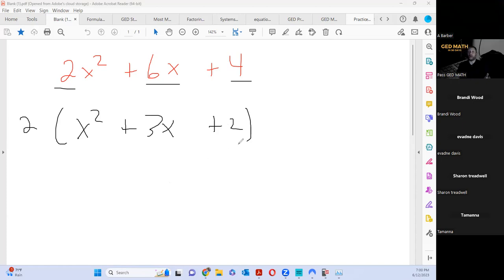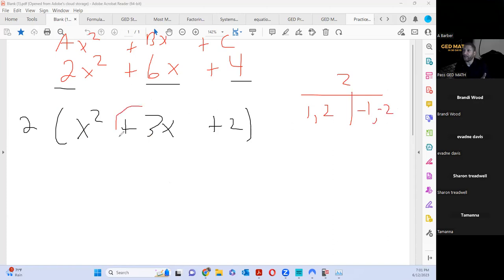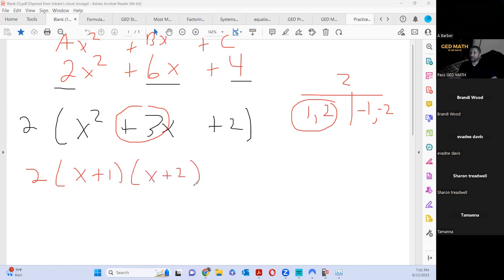What you should now notice is that you should know ax squared plus bx plus c. Now that a is 1, all I'm doing is finding the factor pairs of 2. So that's 1 times 2, and minus 1 times minus 2. But what are we trying to do? We're trying to find the factor pair that gives me 3. So I get 2 times (x plus 1)(x plus 2).